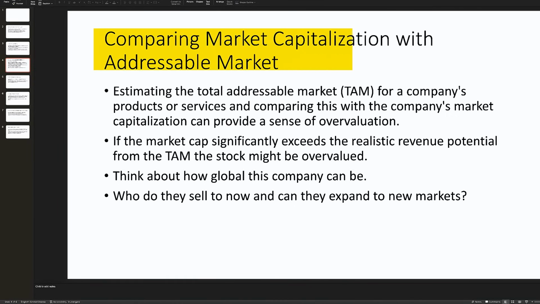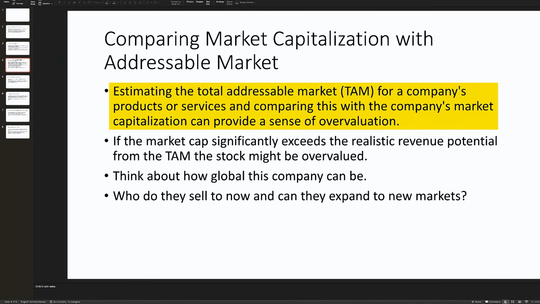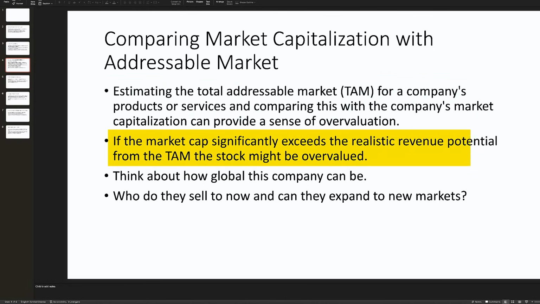Pairing market capitalization with addressable market. Now, hang on. I don't want to lose you yet. Just look at this. Estimating the total addressable market for a company's products or services and comparing this with the company's market capitalization can provide a sense of overvaluation. If the market cap significantly exceeds the realistic revenue potential from the TAM, the stock might be overvalued.